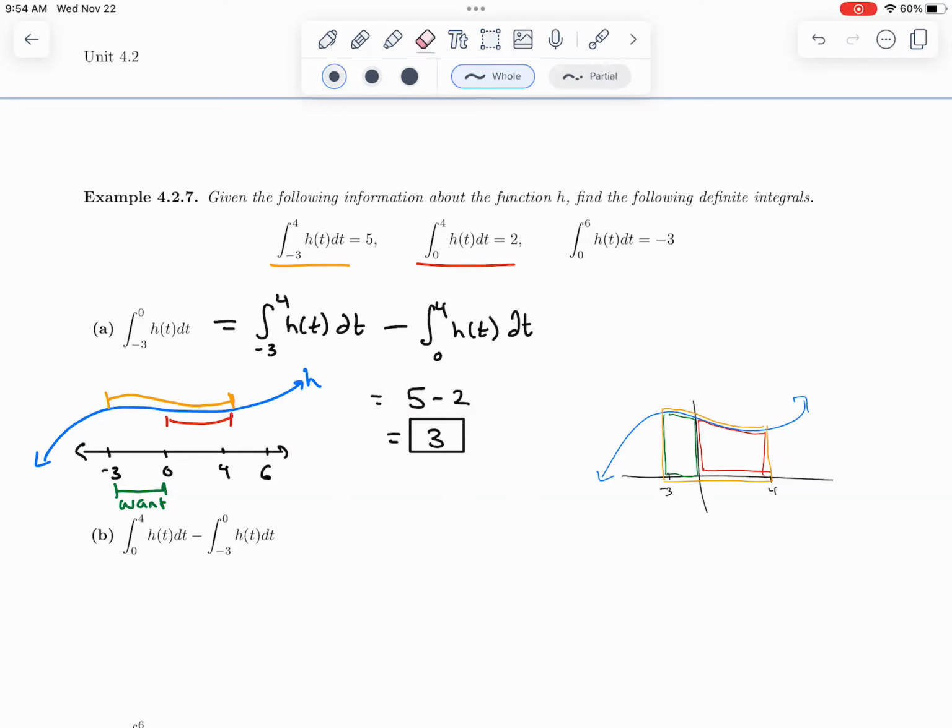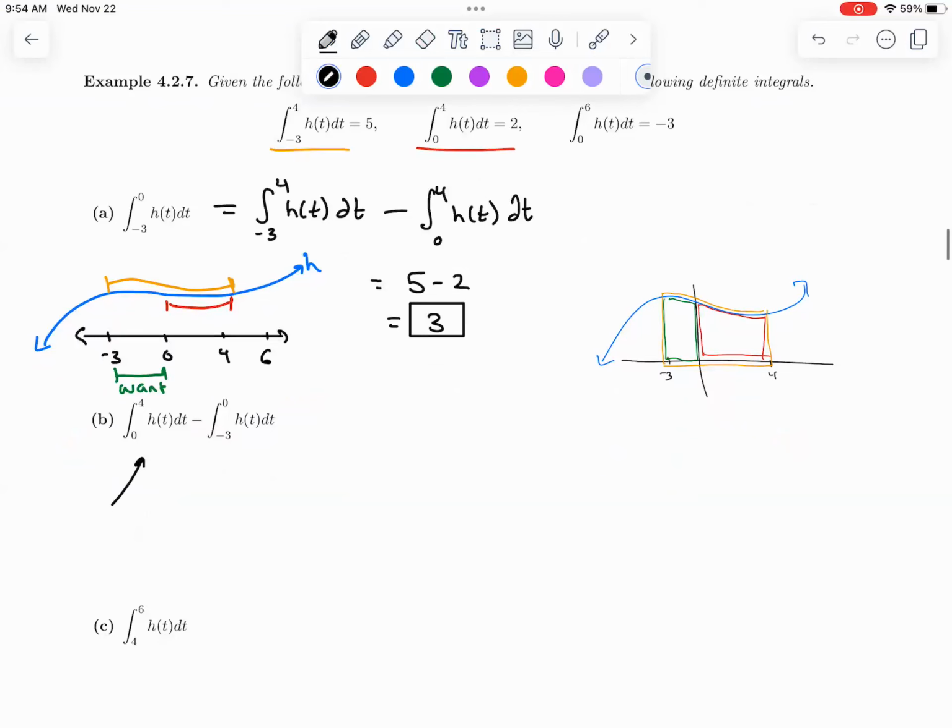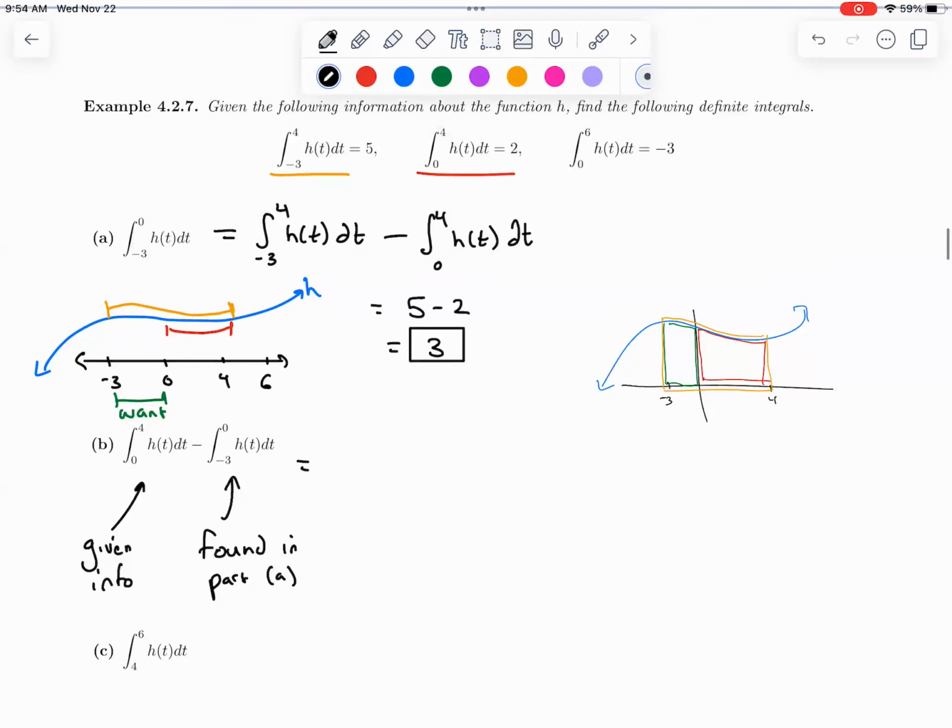Part B is a little less bad because we just found it in part A. So the integral from 0 to 4 is already given. That's red. The integral from -3 to 0 we just found. So this was given info, and we found this in part A. So this is going to be 2 minus 3, which is -1.